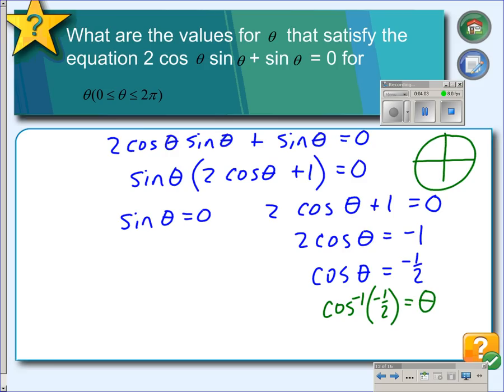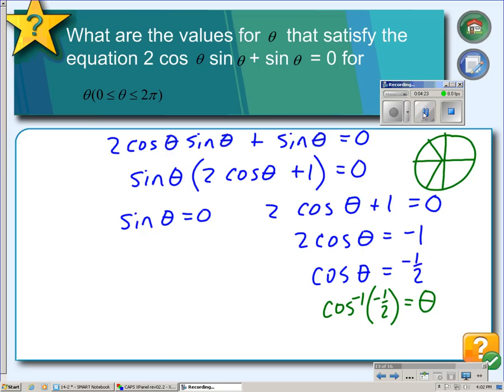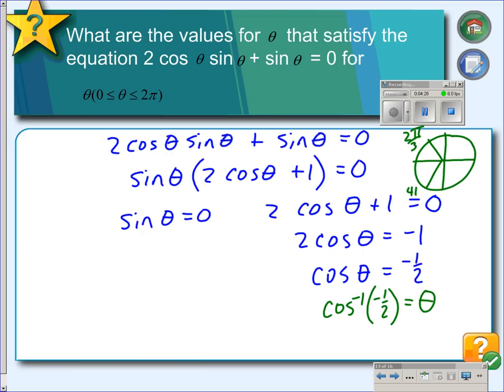So since cosine is x values, negative x values would be on the left side of the graph. So negative 1/2 would be here or here. So the angle measures that give us that, and we want angles between 0 and 2 pi, so we're talking about radian measures, would be 2 pi thirds for this top one and 4 pi thirds for this bottom one. So we get two possible answers of 2 pi thirds and 4 pi thirds.